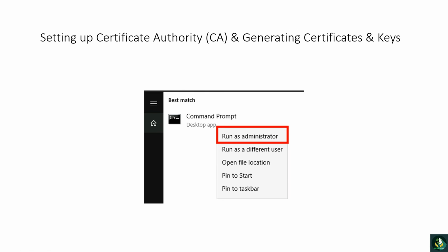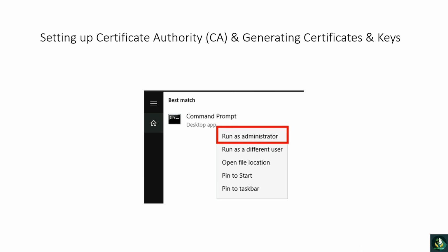And then what we need to do is set up our certificate authority and generate certificates and keys for the server and clients. So we will set up PKI to be able to create our server and client certificates. Simply go to your Windows, search for Command Prompt or CMD, and you must open it as an administrator.